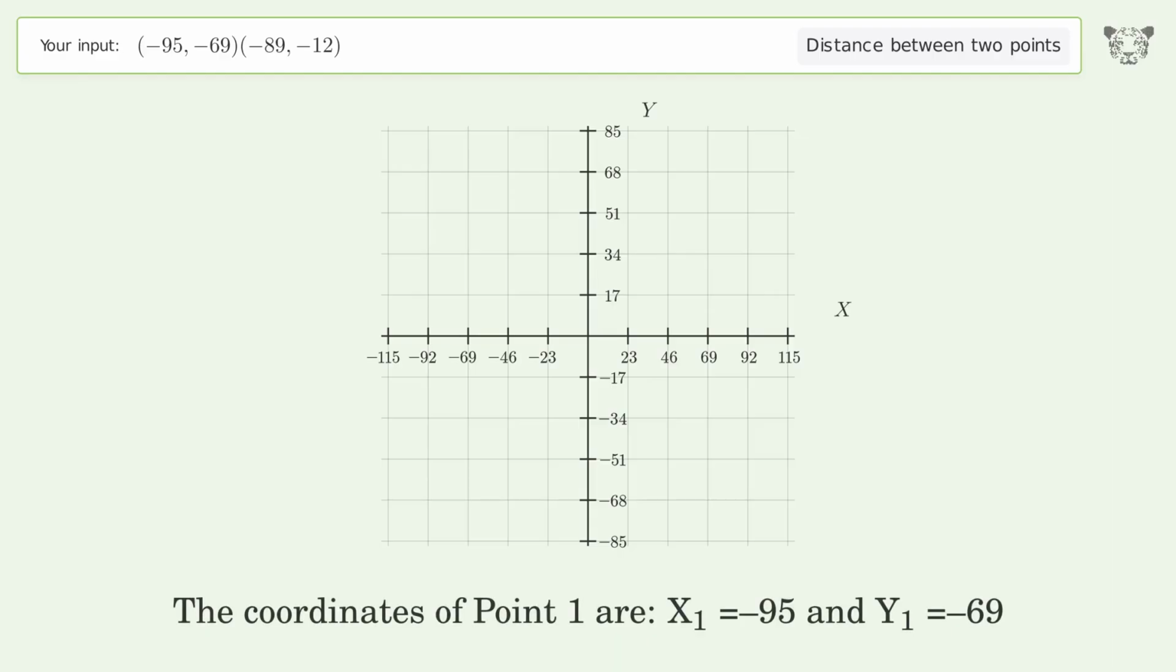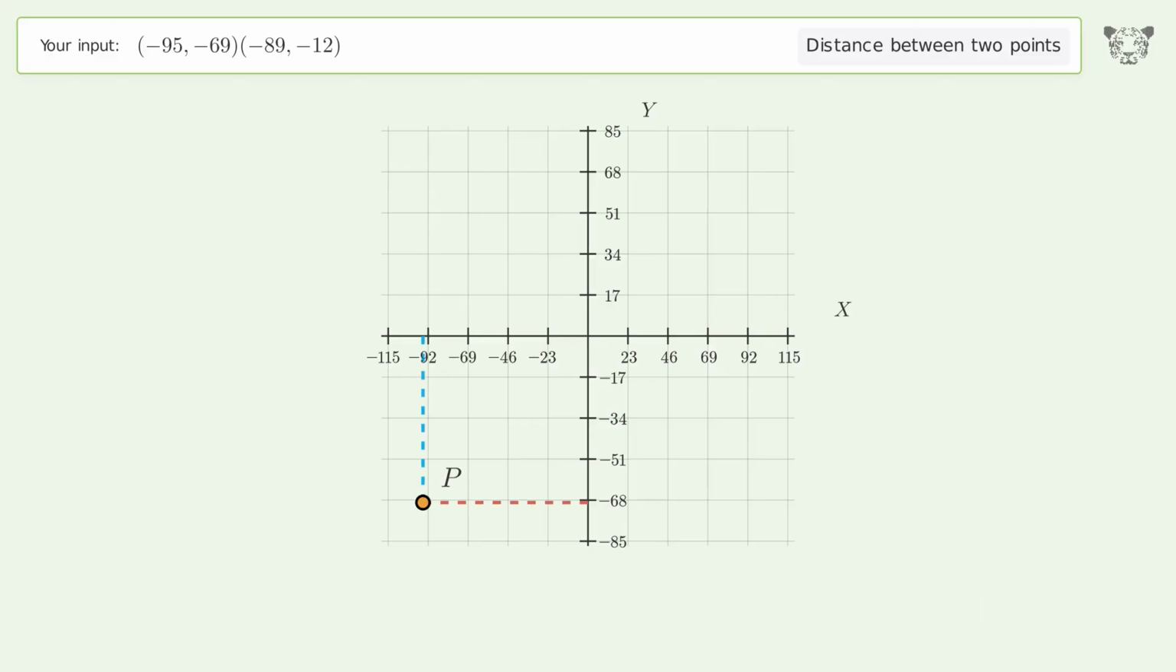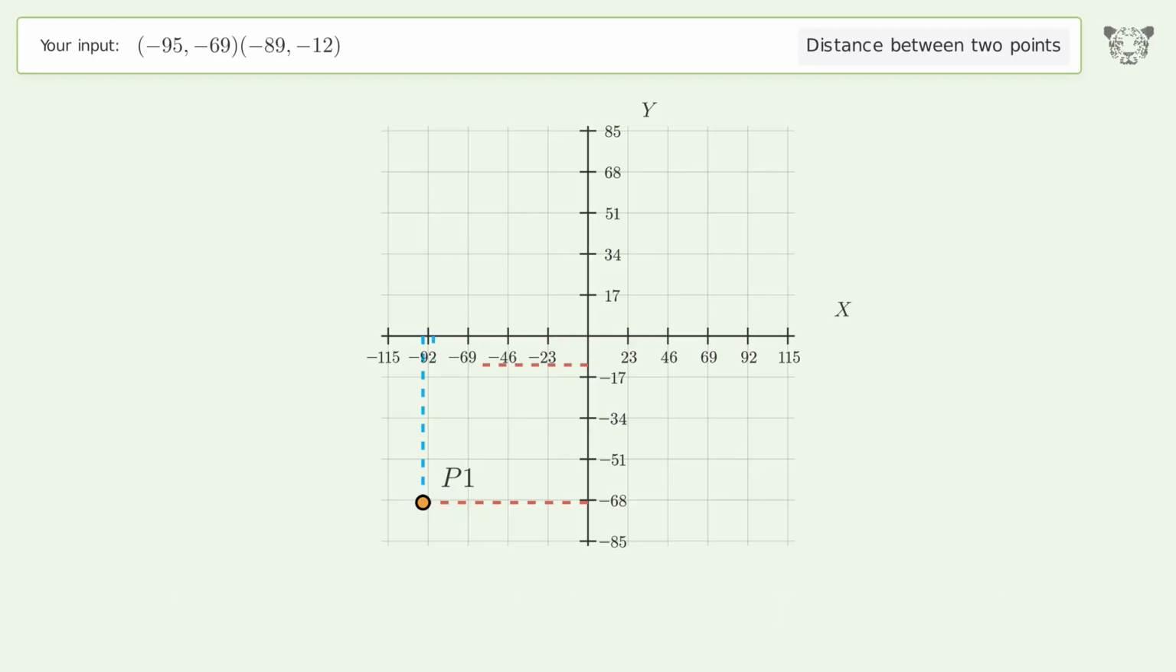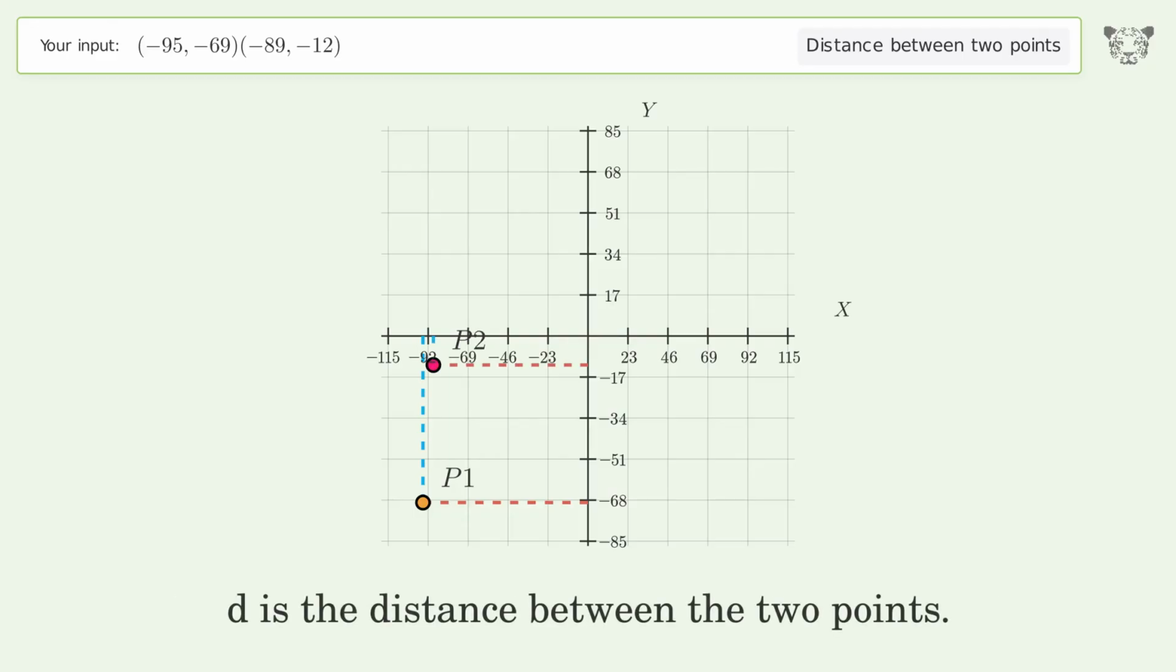The coordinates of point 1 are x1 equals -95 and y1 equals -69. The coordinates of point 2 are x2 equals -89 and y2 equals -12. D is the distance between the 2 points.